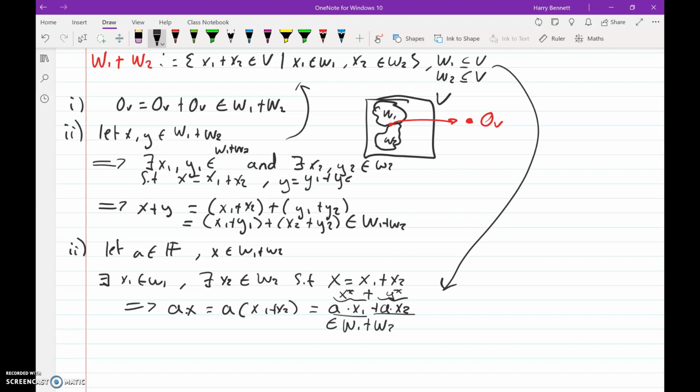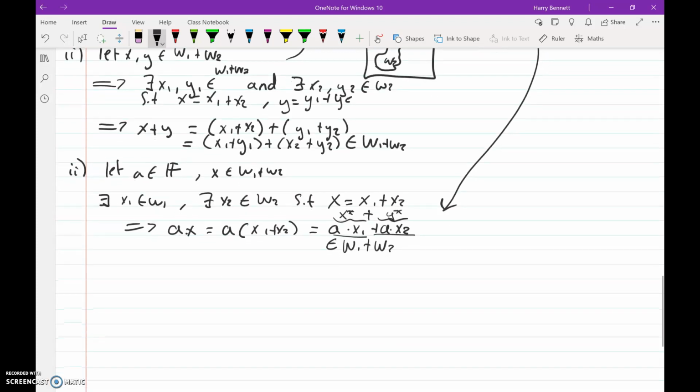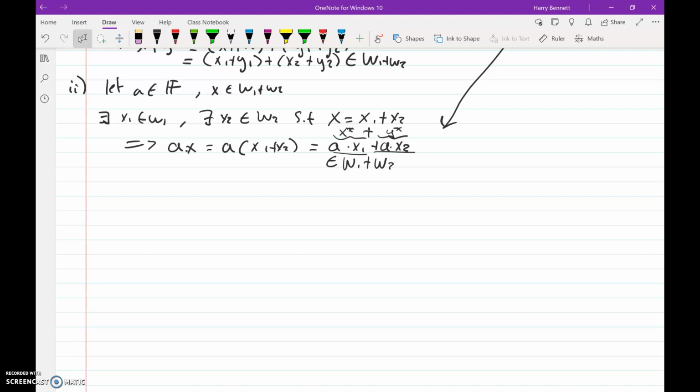In the next episode we're going to look at this again, and we're going to look at bases, and basis and spanning.